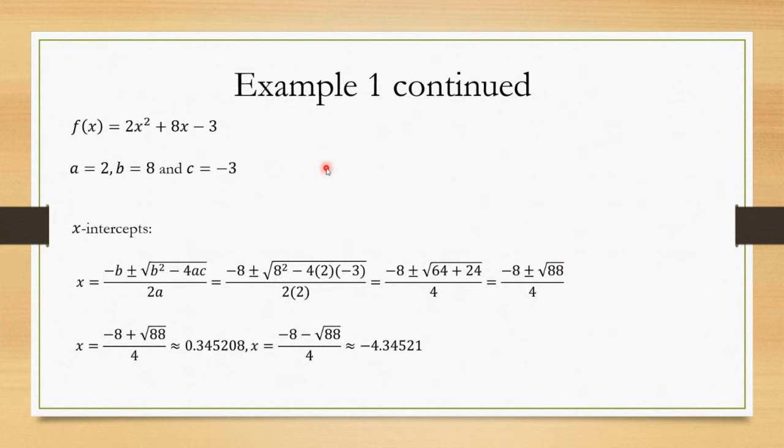So for the x-intercepts, again, you could try factoring this, but I personally would just use the quadratic formula, which I have here. So here, as you can see, we have minus b, plus or minus the square root of b squared minus 4ac, over 2 times a. We have all this. And so from here, we have this. Again, a, b, c. I'm substituting.